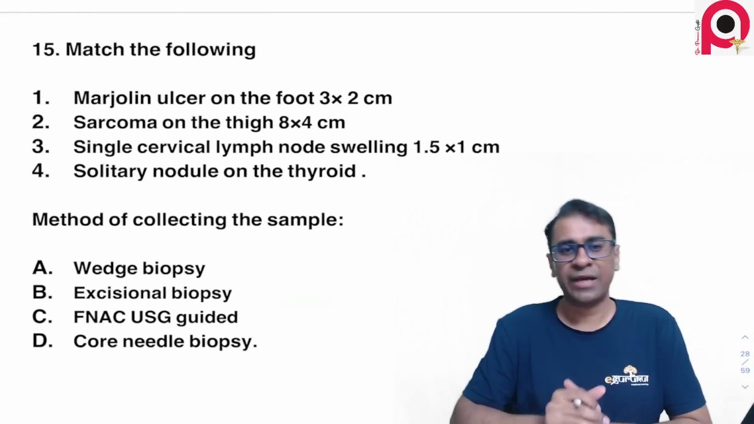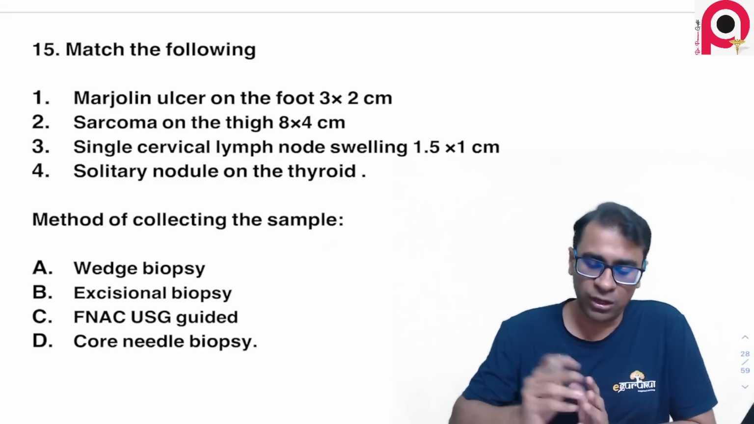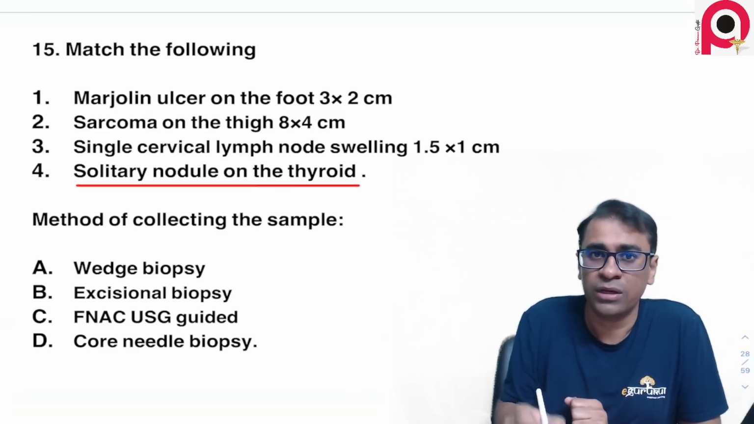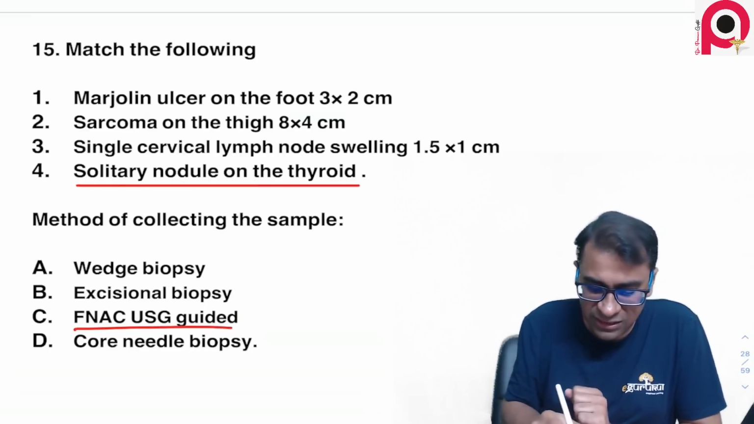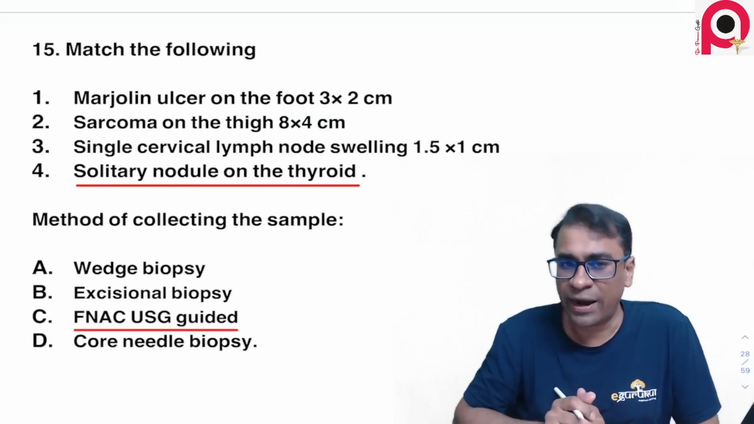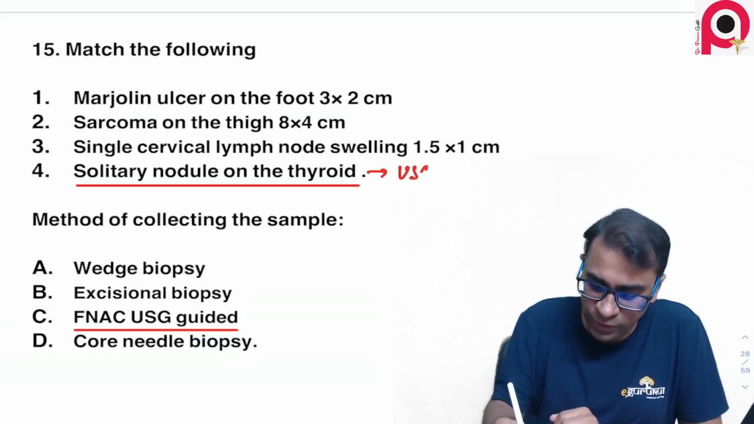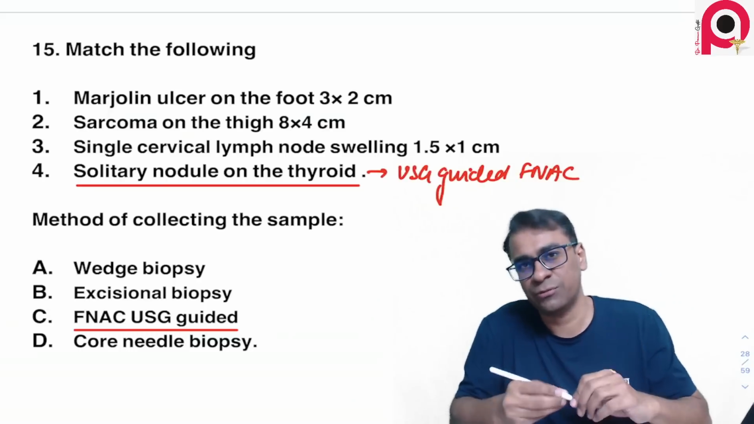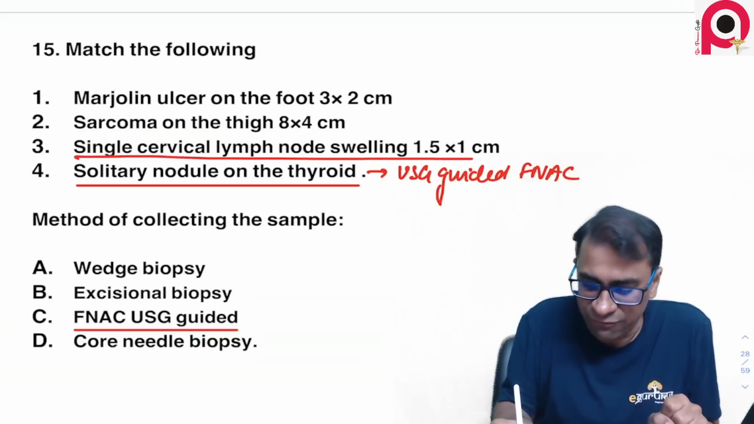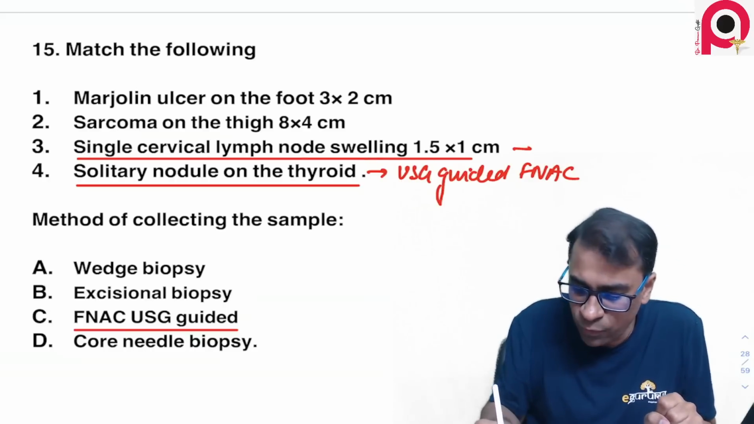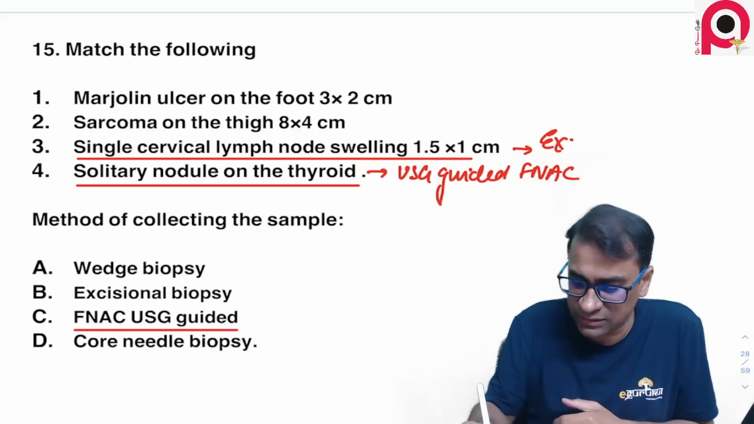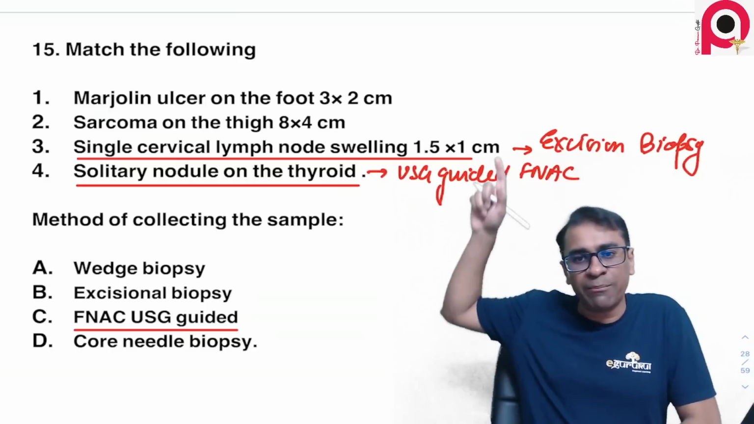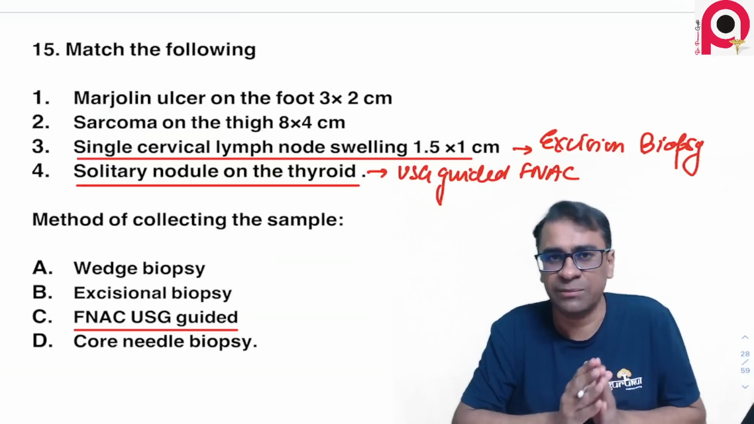Next question. Match the following. Now look, what is it talking about? If the question is asking about a solitary thyroid nodule, a thyroid nodule can be sampled by FNAC, that too ultrasound guided. So at least you should mark this one as USG guided FNAC. I think this is one thing that should be clear. If it is a single cervical lymph node, a small lymph node, excise it, so do excision biopsy. If you can mark these two, the answer would be quite simply solved here.